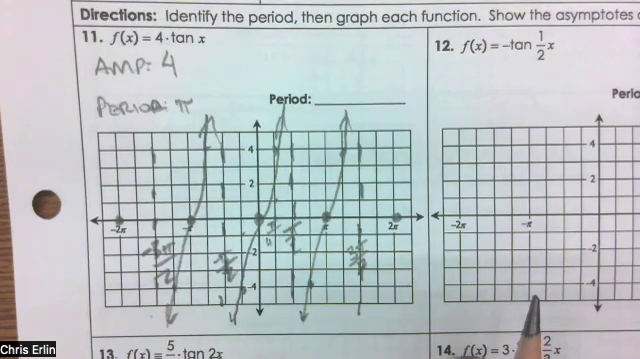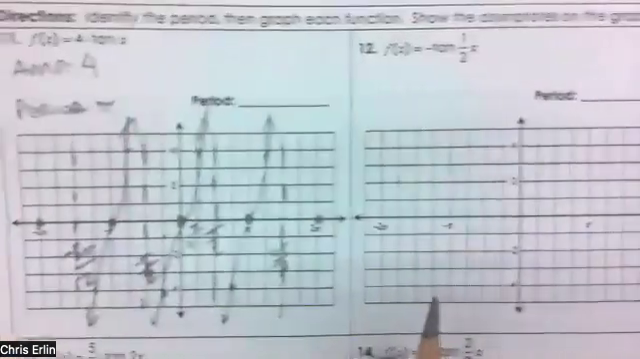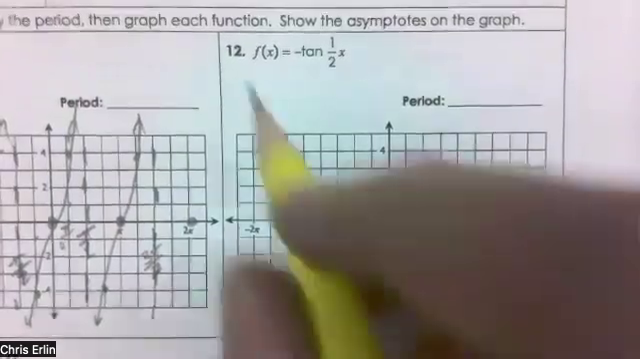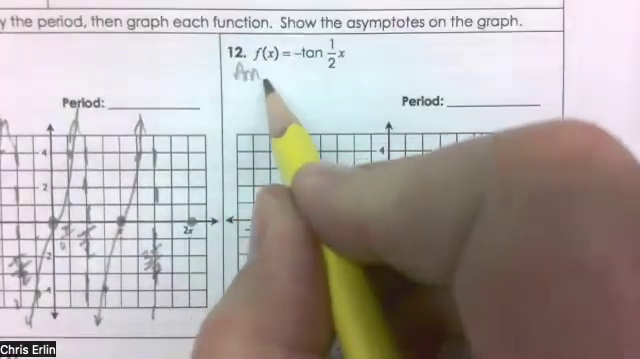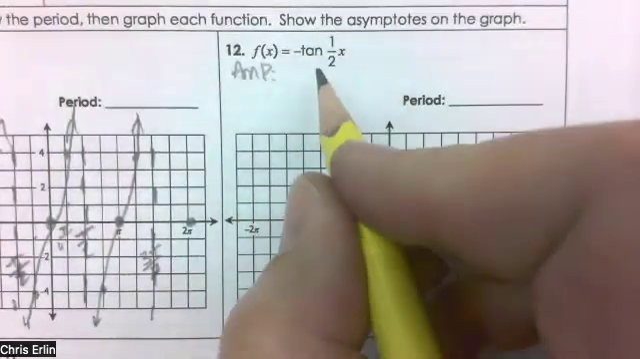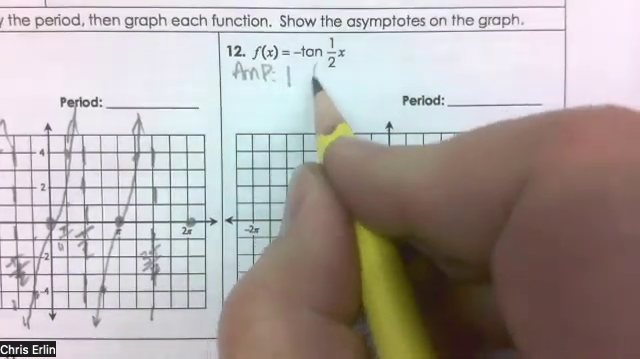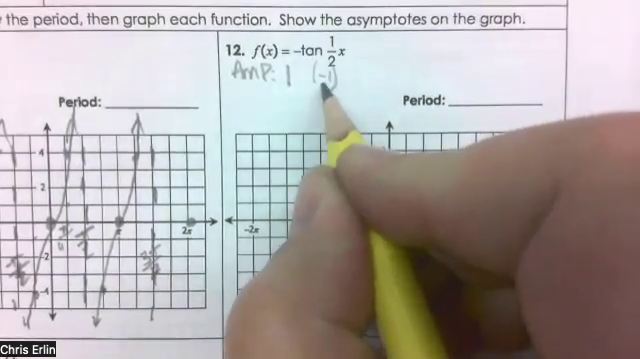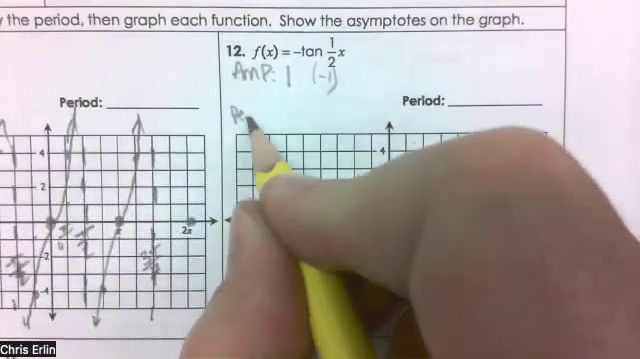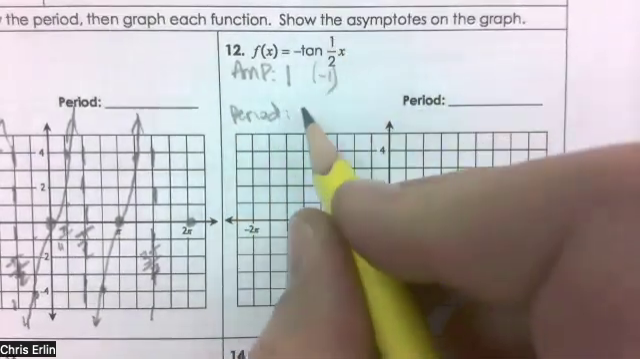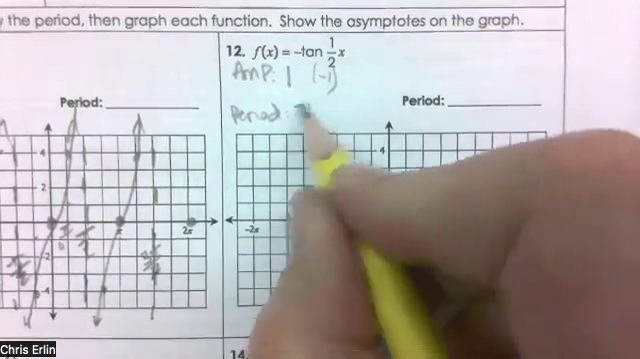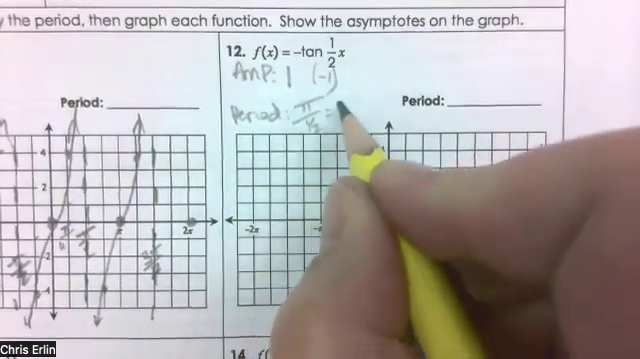Try number 12. What's the amplitude? Yeah, we called it the absolute value of that. So it's really 1, but let's remember that there's a negative there because that's going to help us. What's the period? It's pi divided by 1/2, which is 2 pi.